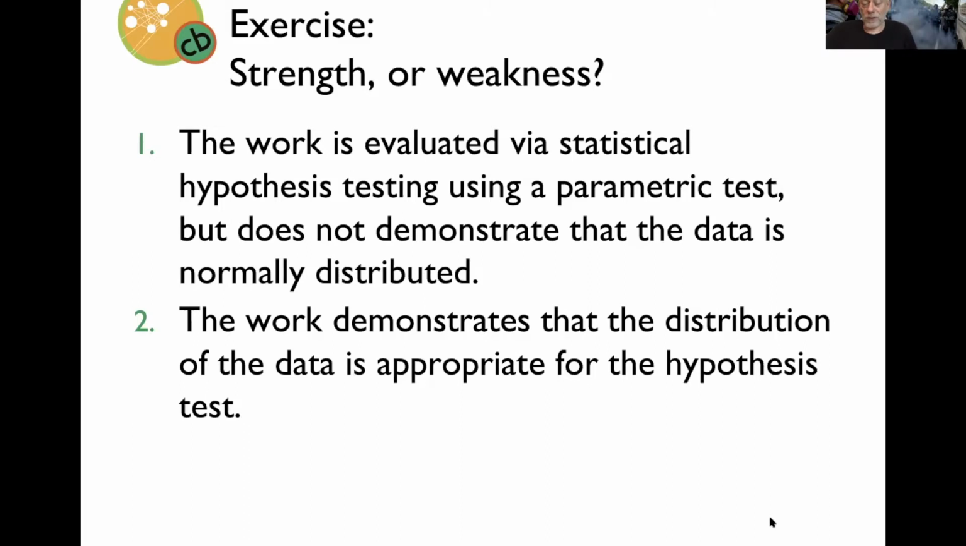If you want it to be helpful, and I do suggest that you be helpful, say why that's important. Number two, the work demonstrates that the distribution of the data is appropriate for the hypothesis test. Here we're clearly describing a strength. And if you want to be helpful to the authors, explain why that's a strength, and maybe they'll put that extra bit into the paper so that they can help the next reader understand what's good about their paper.